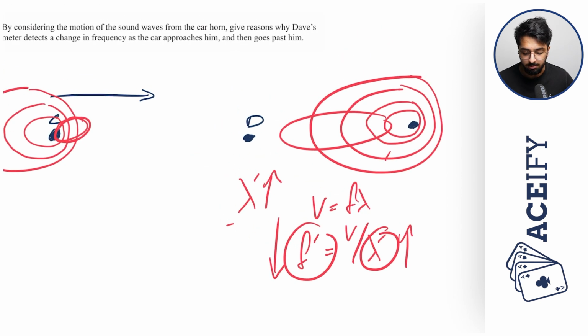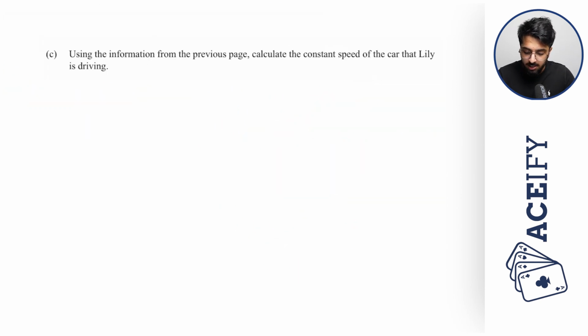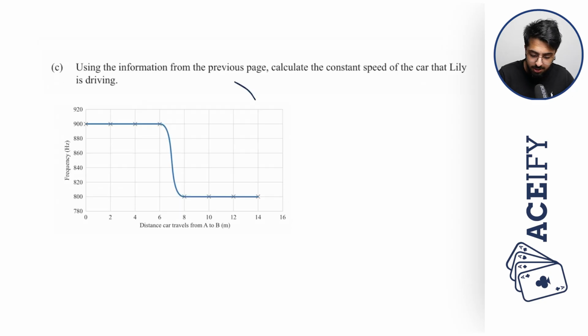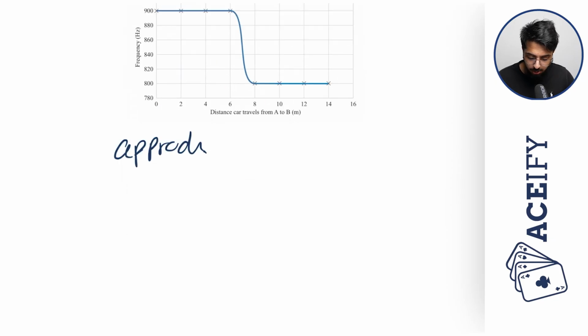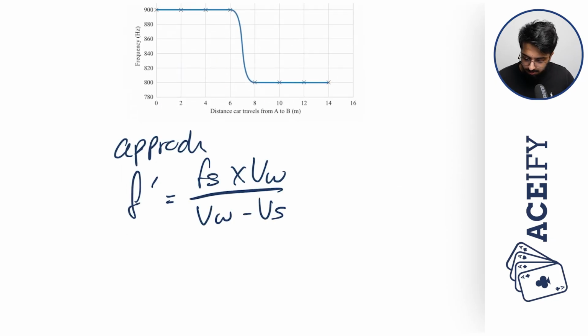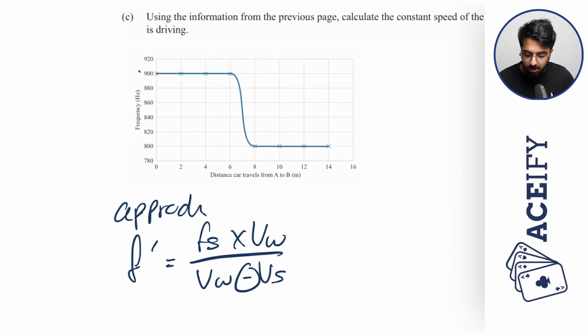And so you can write that in. Using the information on the previous page, calculate the constant speed of the car that Lily is driving. Alright, so we're able to do this using the graph provided. When Lily is approaching Dave, on approach, we know our Doppler equation is as so. Remember, we're using a minus because we are approaching Dave.